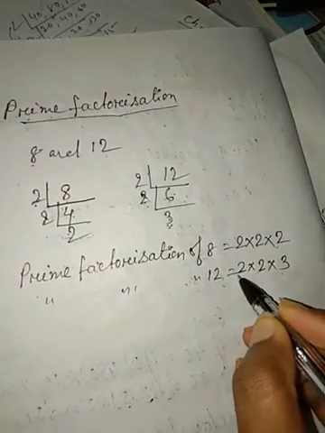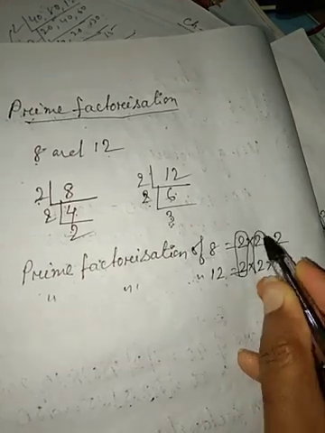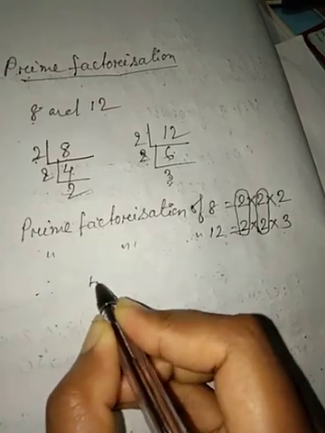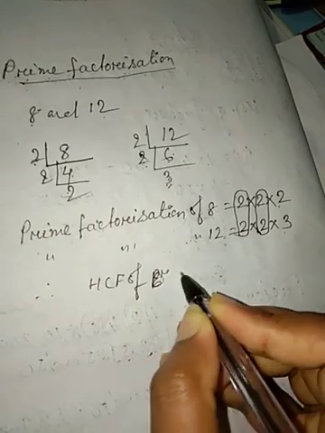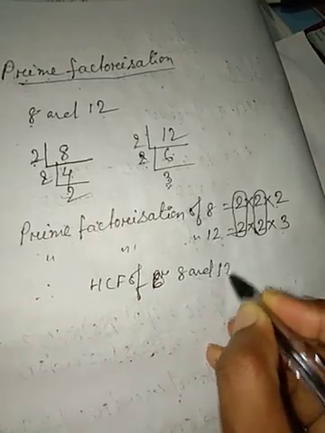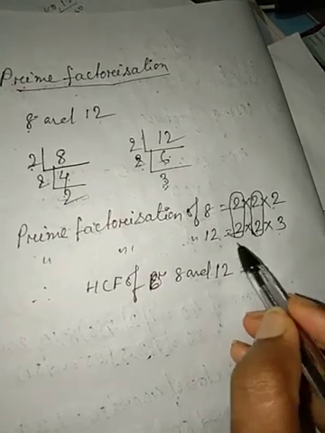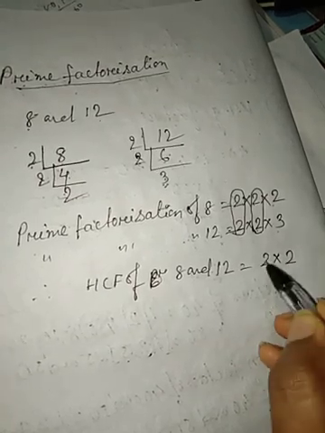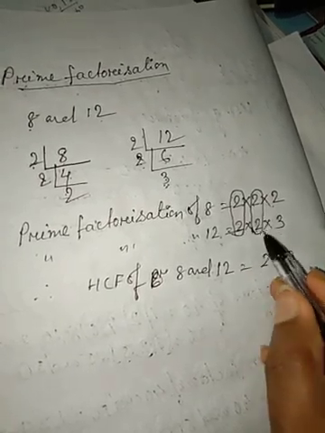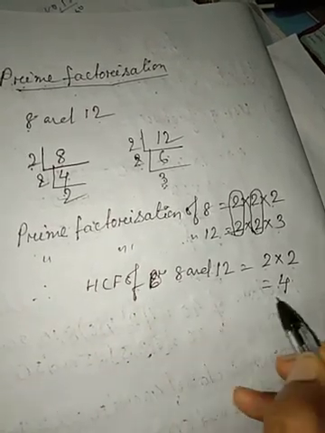Now see, in these prime factorizations, one 2 is common here and another 2 is also common here. Therefore, HCF of 8 and 12: only the commons are multiplied. I multiply the two commons. 2 into 2 means 4. So HCF of 8 and 12 is 4.